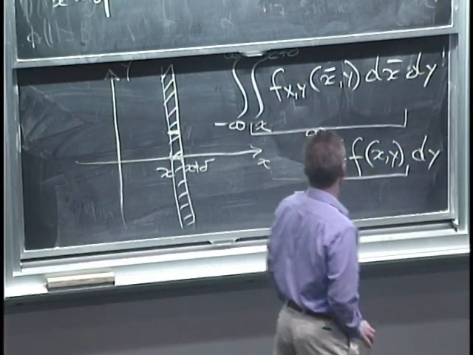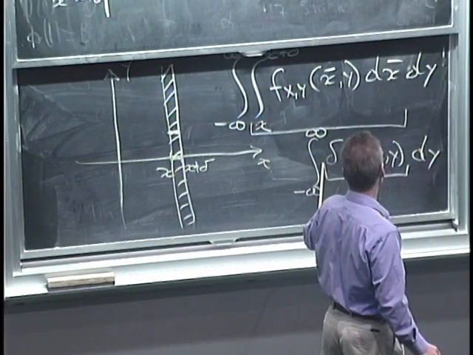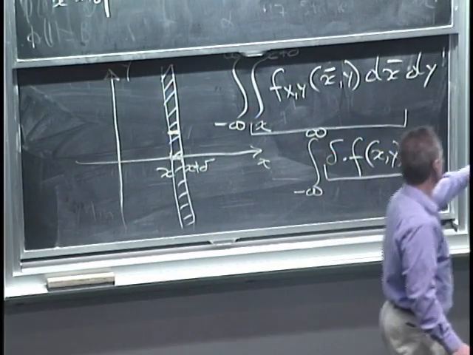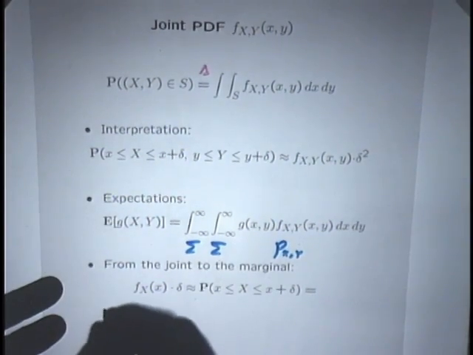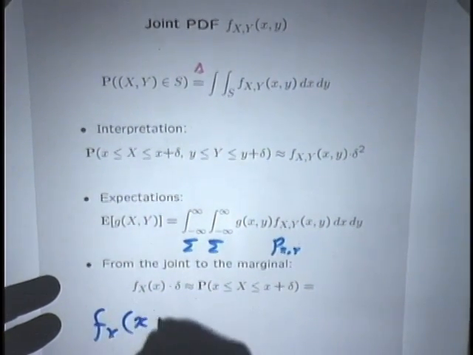So if we cancel the deltas, we see that the marginal density must be equal to the integral of the joint density, where we have integrated out the value of y.